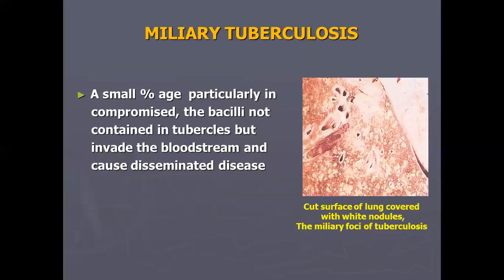Now this is how miliary tuberculosis looks. If you look at the cut surface of the lungs, it is covered with white nodules. These are the miliary foci of tuberculosis. A small percentage of individuals develop severe bacteremia and later enter into miliary tuberculosis, particularly the immunocompromised. The bacilli are not contained in the tubercle but involve the bloodstream, and dissemination can also occur. This is how the tissue would look if you make a histoslide of the affected part of the lungs.